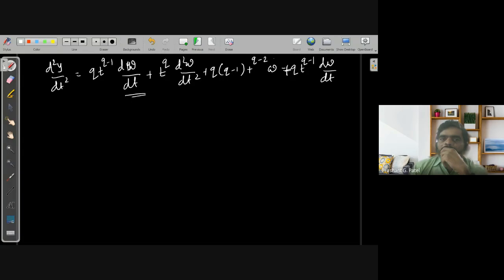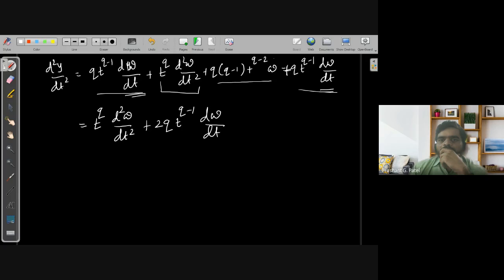So w will have t power q d square w by dt square. That is the coefficient of this. The dw by dt will have two places, and we can see that both these things are the same. So that's why it is 2 into q t power q minus 1 into dw upon dt.